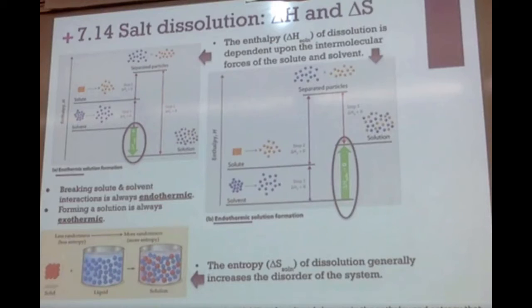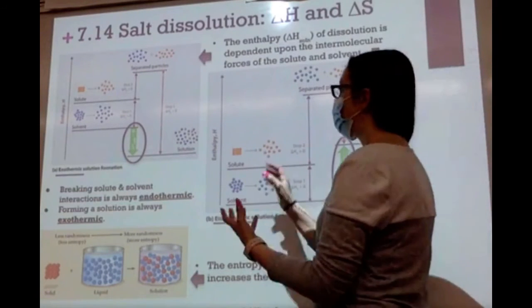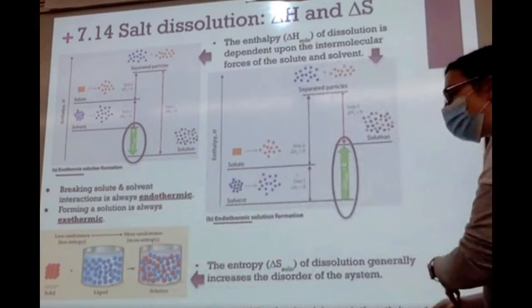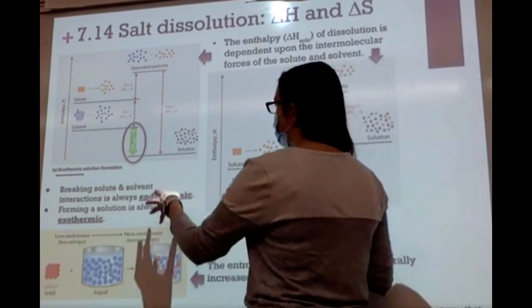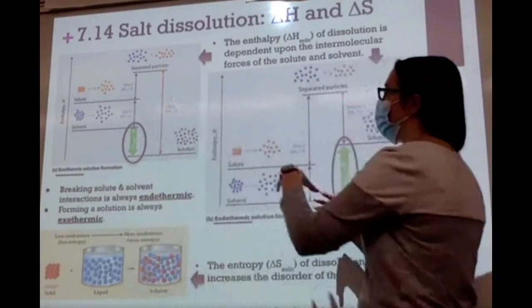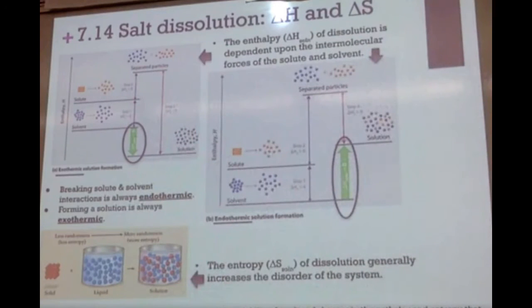Now delta G, the free energy, is going to be based on your value of delta H, your value of delta S, and what temperature you are at. So the biggest thing is just keeping in mind that delta H is based on how much you are separating and how much you are putting together, and delta S depends on how much disorder or dispersal you are creating within the solution.